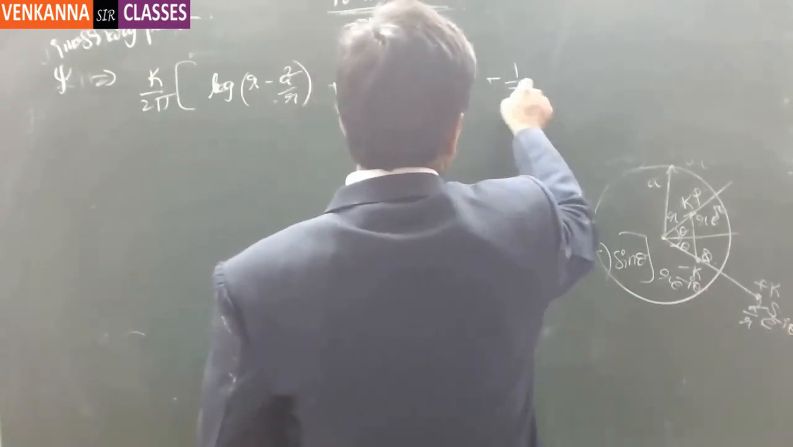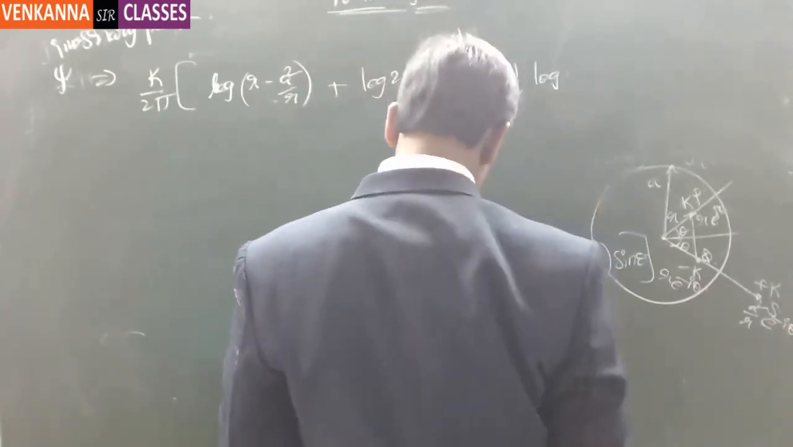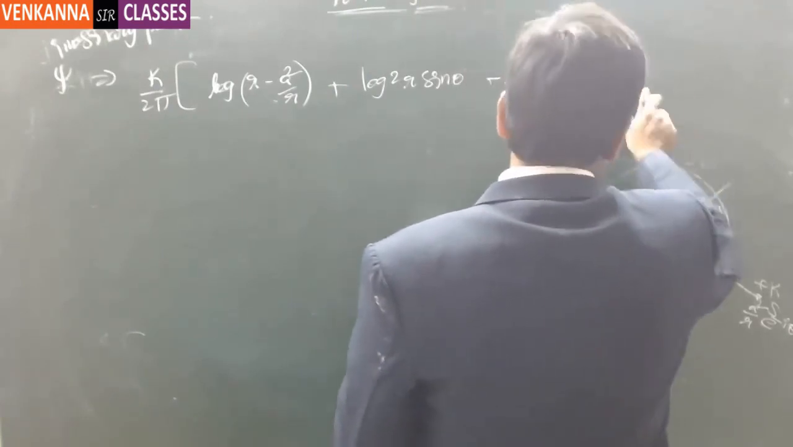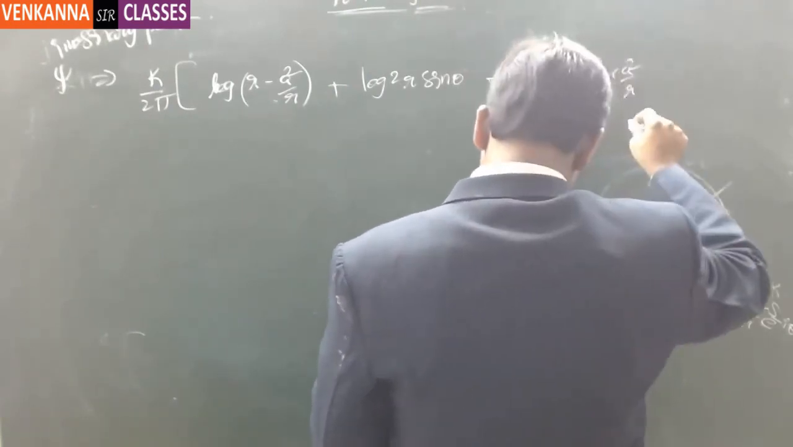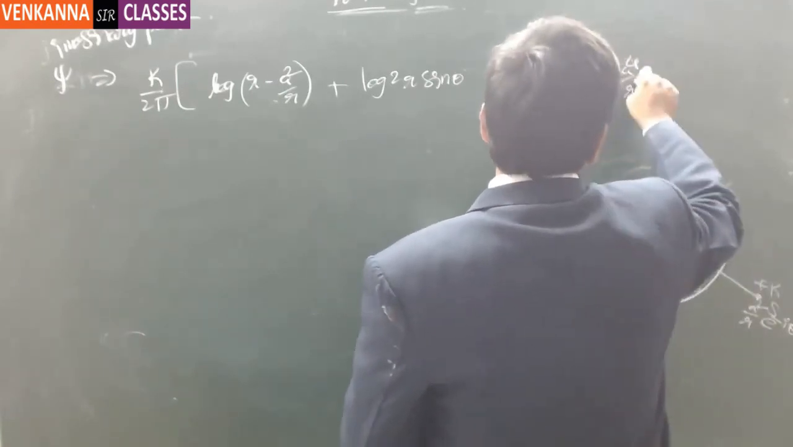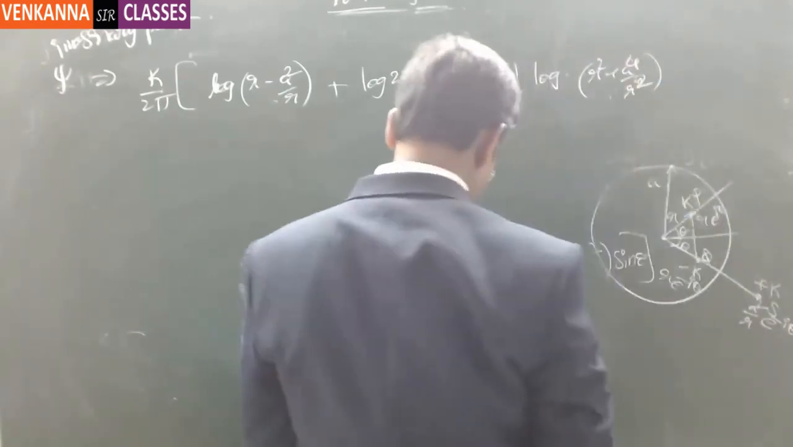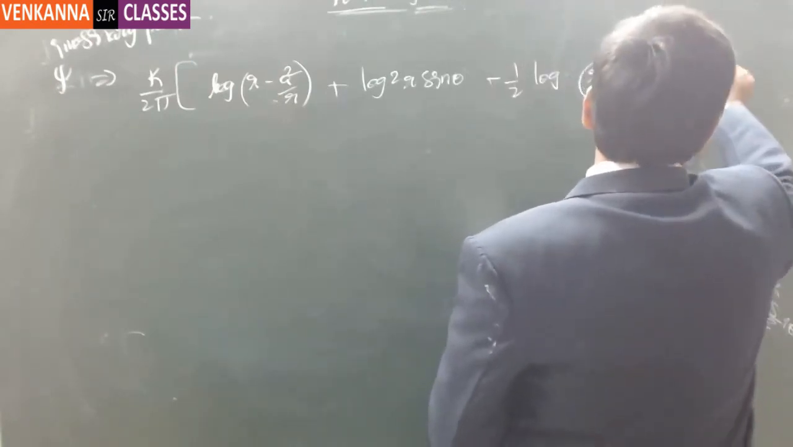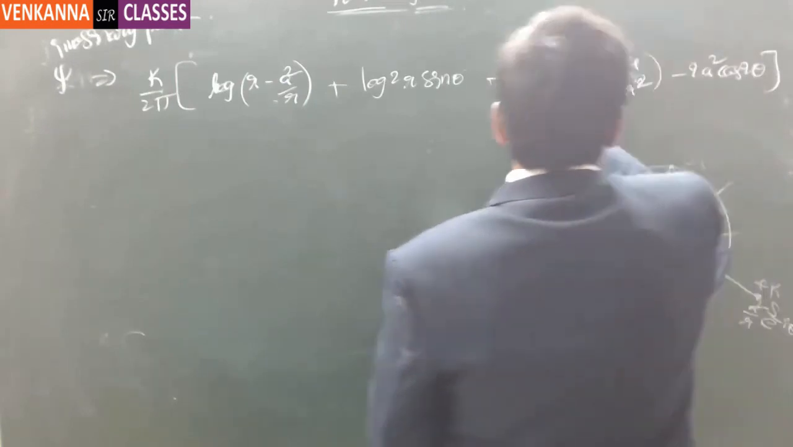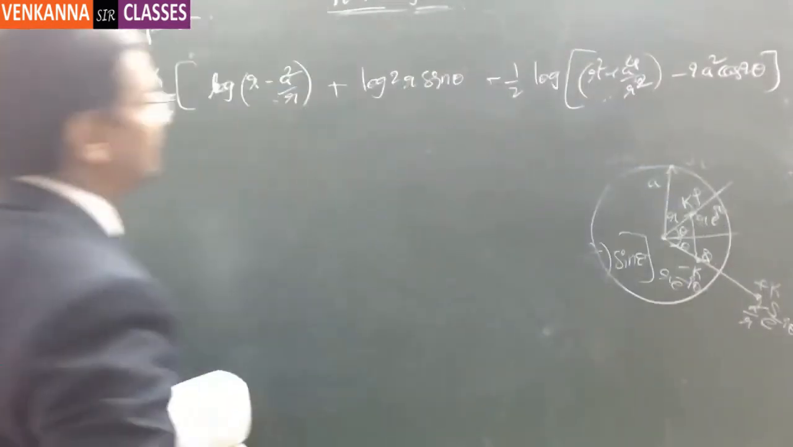minus 1 by 2 log r square plus a power 4 by r square minus 2a square cos 2 theta. So this is how you are going to get it after the simplified format.